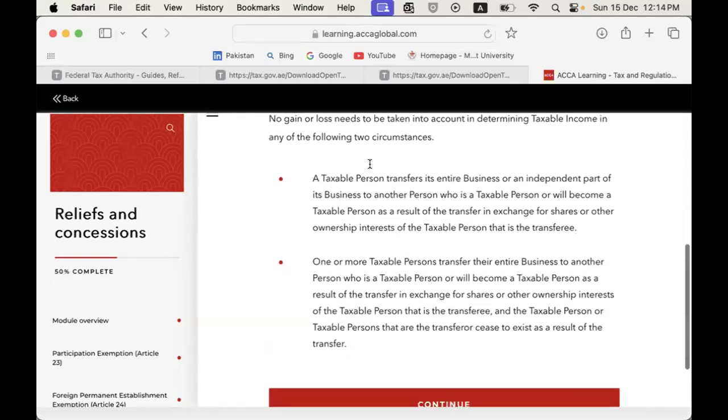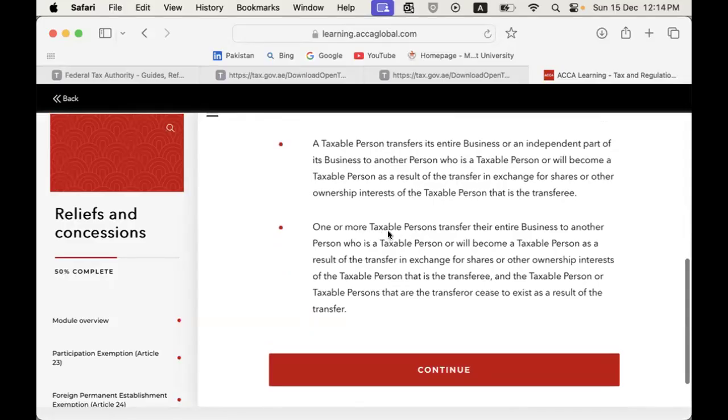That's the first scenario. And the second one: one or more taxable persons transfer their entire business to another person who is a taxable person or will become a taxable person as a result of the transfer, in exchange for shares or other ownership interests of the taxable person, that is the transferee, and the taxable person or the persons that are the transferor cease to exist as a result of the transfer.